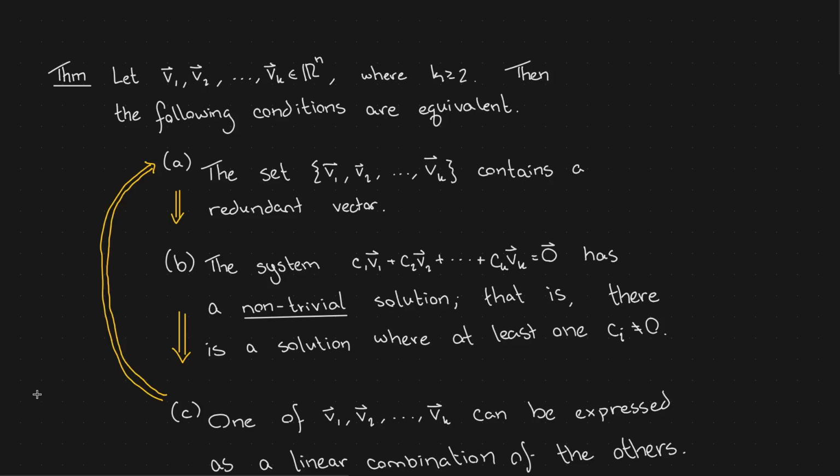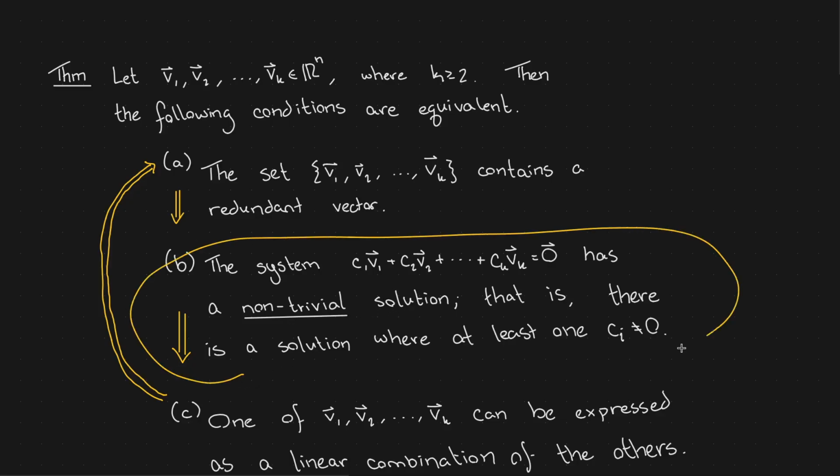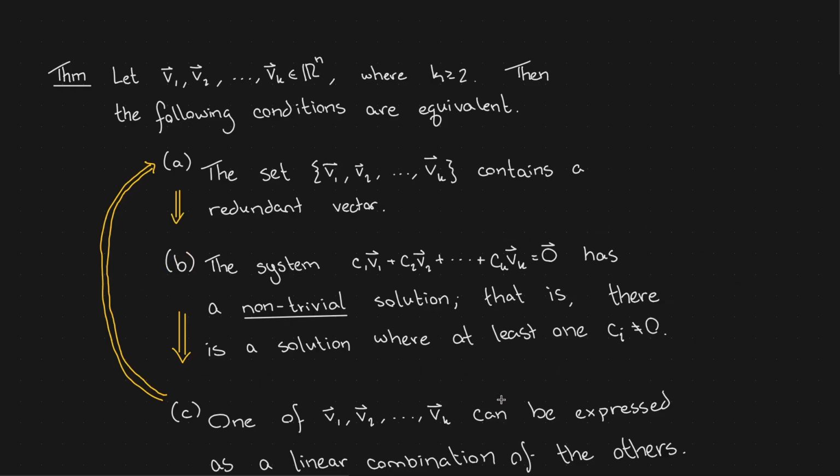Now what we'd want to do is formalize a little bit some of these ideas about redundant vectors, specifically part B of this theorem here. It turns out this can be a really useful way to characterize when we have redundant vectors or not. So we're going to define a new term here.